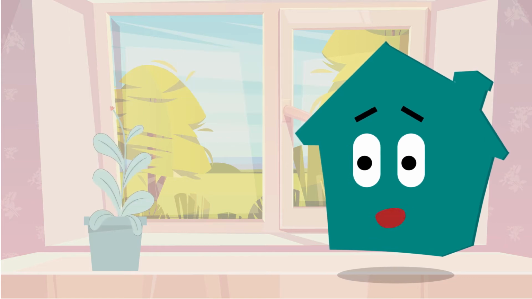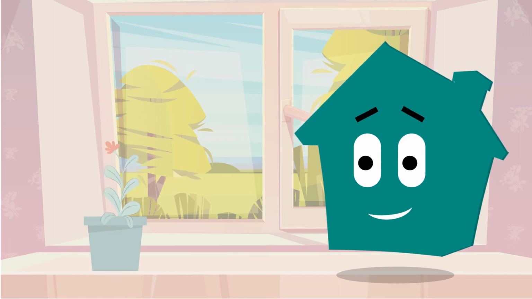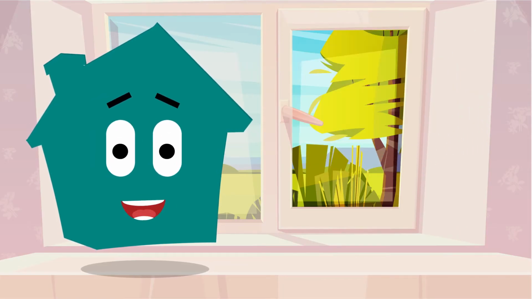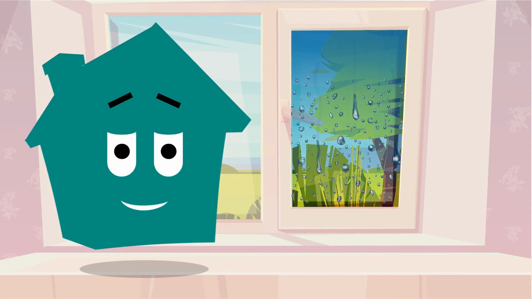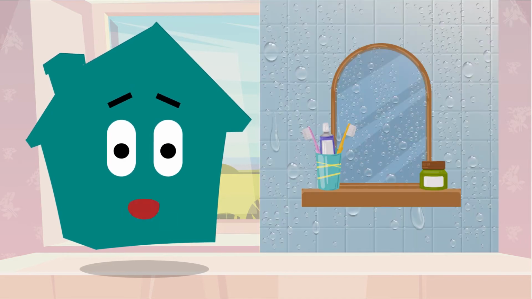Today we're going to talk about condensation so that you know how to protect your home. So what is condensation? Condensation is water that collects as droplets on a cold surface when warm air is in contact with it. You may have seen some on your windows, tiles, mirrors, or even your walls and ceilings.